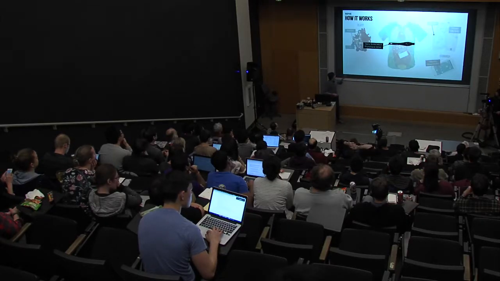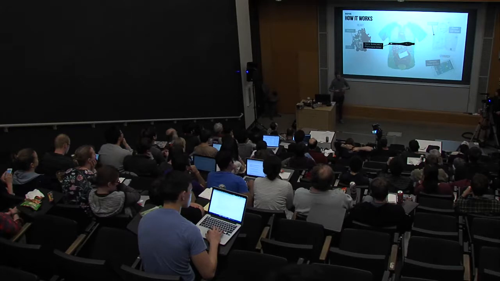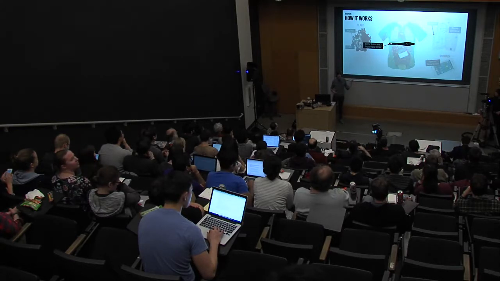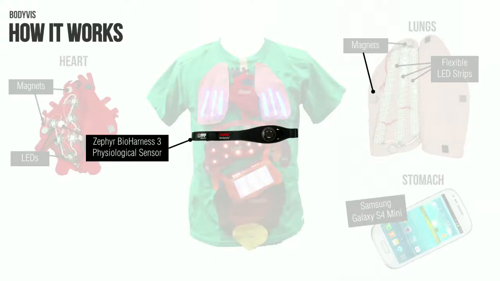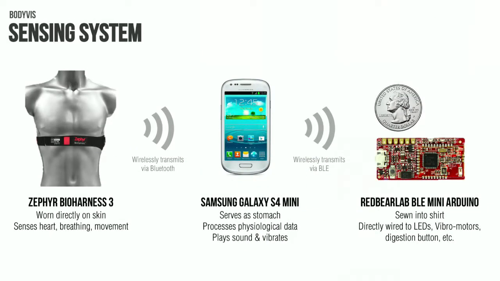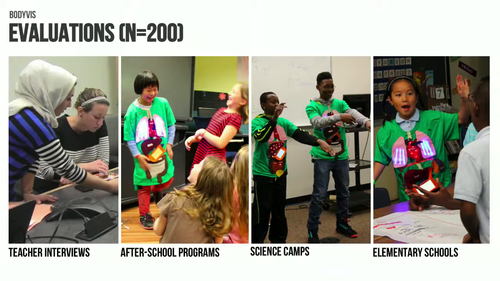Okay, so as I mentioned, I have this smartphone here, and that actually plays a pretty crucial role. It's communicating in real time with this wearable physiological sensor, which is a Zephyr BioHarness 3, a military-grade physiological sensor that communicates wirelessly with the phone, which does some processing, which then communicates wirelessly with an embedded Arduino on the shirt. And we've done a lot of different evaluations over the course of this project in lots of different kinds of learning environments, including after-school programs, science camps, and elementary schools.